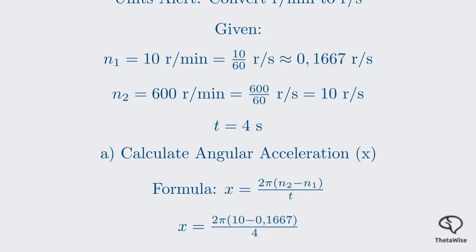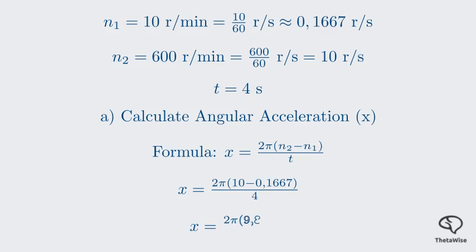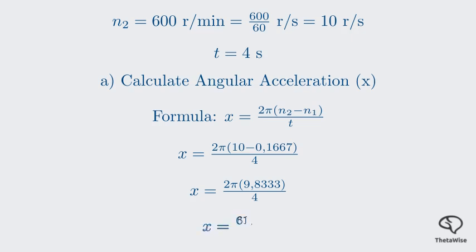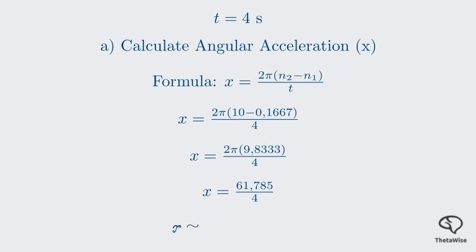First, calculate the term in the parentheses. That's 9.8333. Now multiply the numerator. 2 times pi times 9.8333 is approximately 61.785. Finally, dividing by 4 gives us an angular acceleration of 15.446 radians per second squared. This tells us how rapidly the axle's rotation is speeding up.